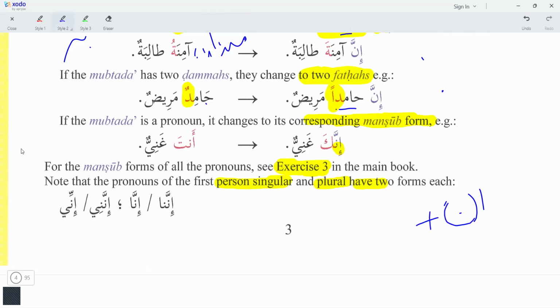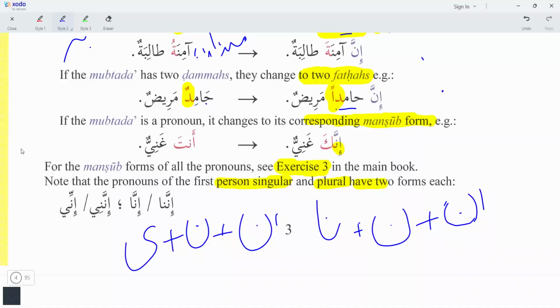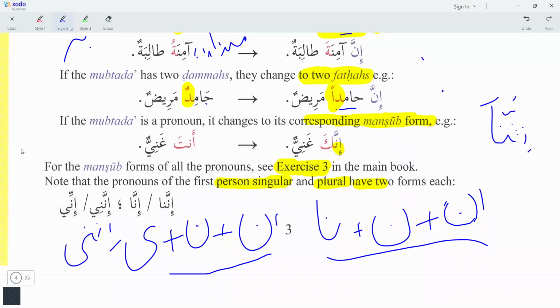Inna plus noon wiqaya plus na. Inna plus noon wiqaya plus ya mutakallim. So it becomes innana, إنني. And for the first person singular, it becomes inni, innani. Innani.